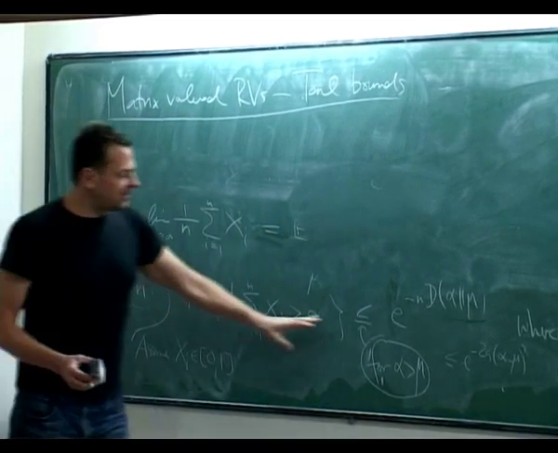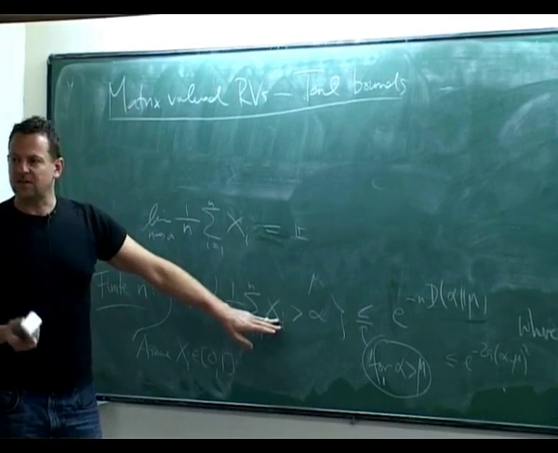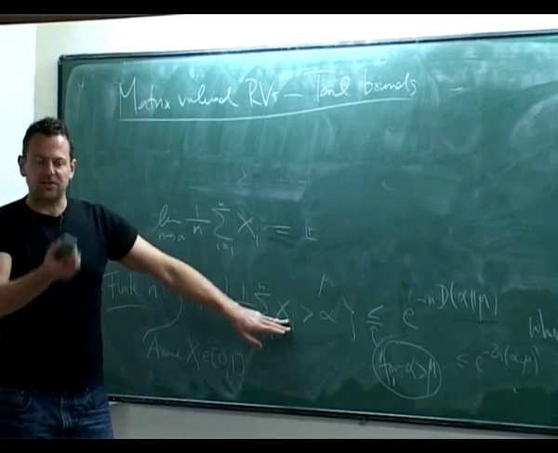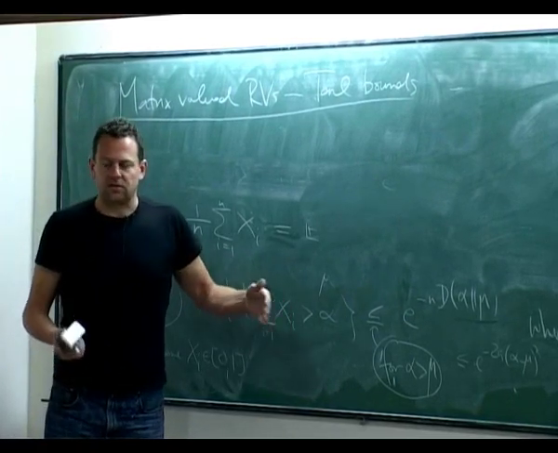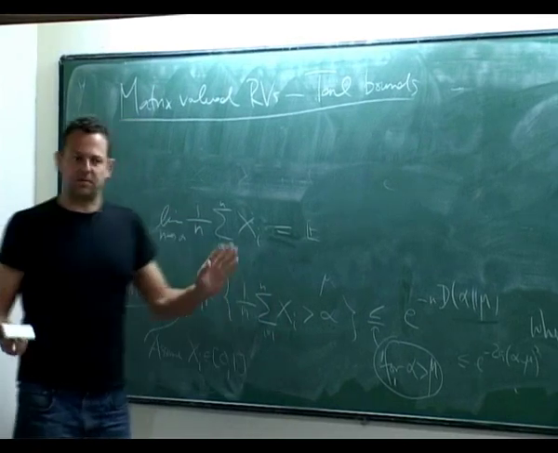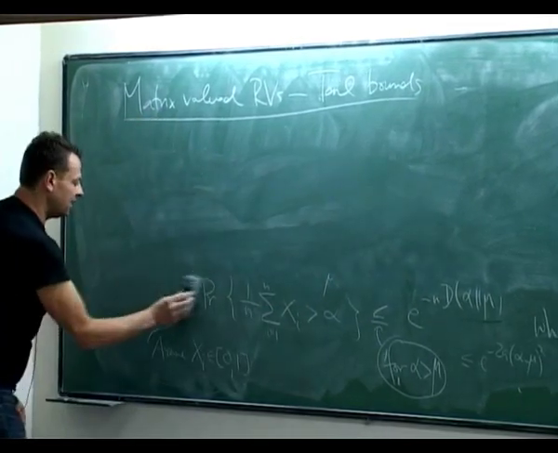So this is just a single event. I would like to view this maybe as just some entries in a vector, and then I can get statements for the global behavior of the whole vector just by union bound. So we want to do a similar thing for matrices.